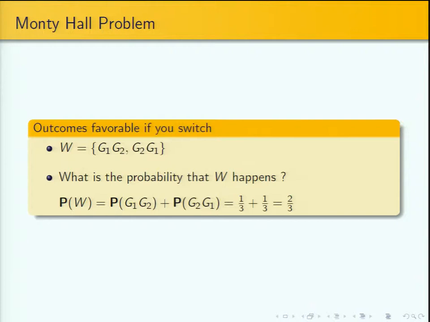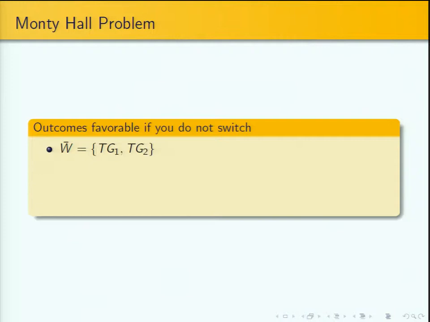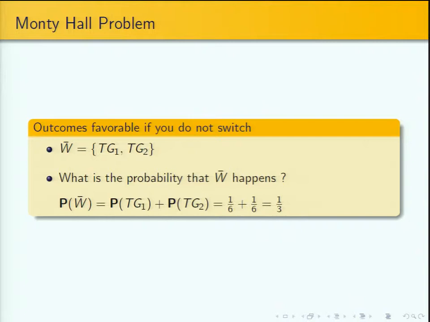Now, if you do not switch, it is the complementary event, by the way. So (T, G1) and (T, G2) are the favorable outcomes if you don't want to switch. Everybody understands why it works. You may not understand completely, but you will roughly understand. Just keep in mind that it works.